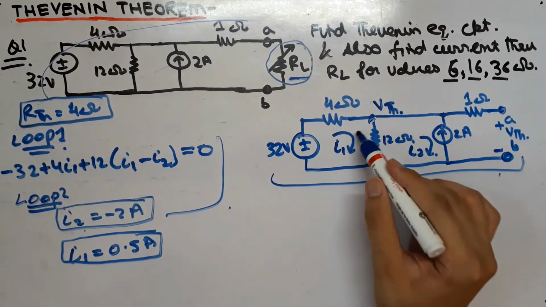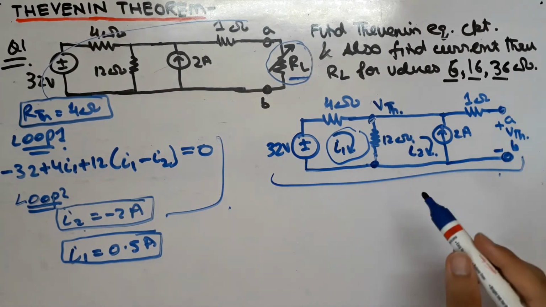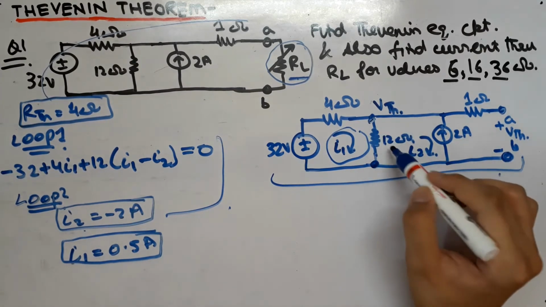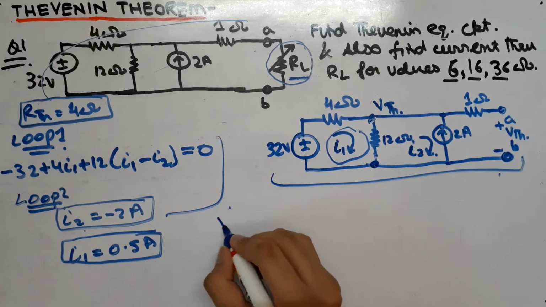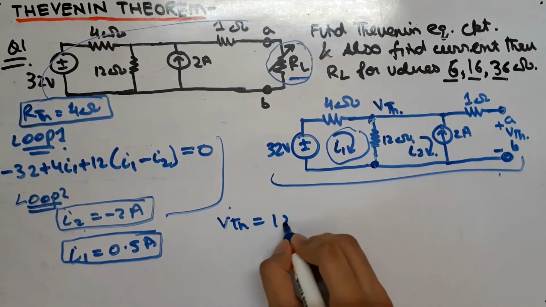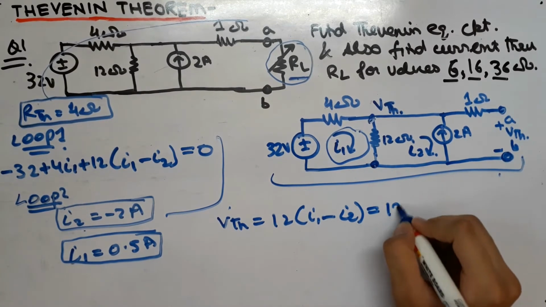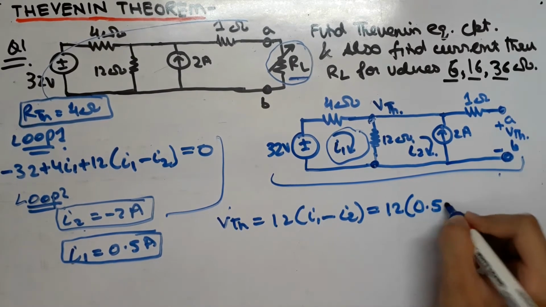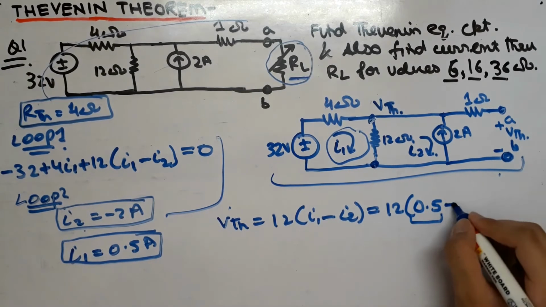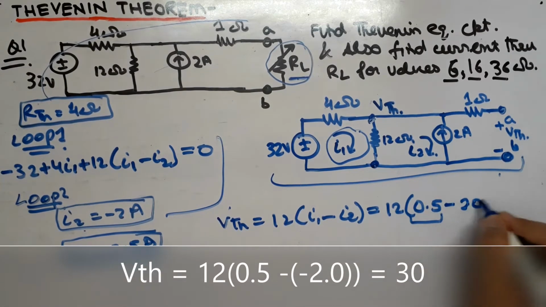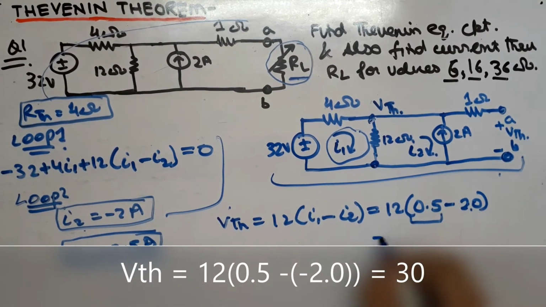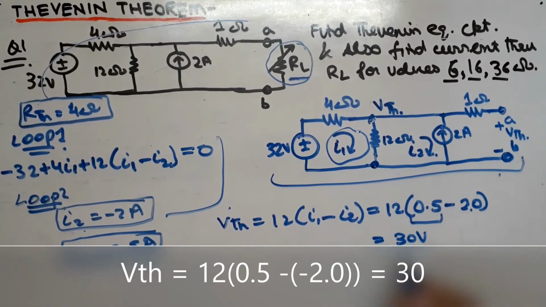Now that we have got the value of I1, we can easily find the value of VTH across this resistance. That is, VTH will be equal to 12 into I1 minus I2. We put the values given in the question, 0.5 for I1, which we just found, and I2 is 2.0, which will come out to be 30 volts.